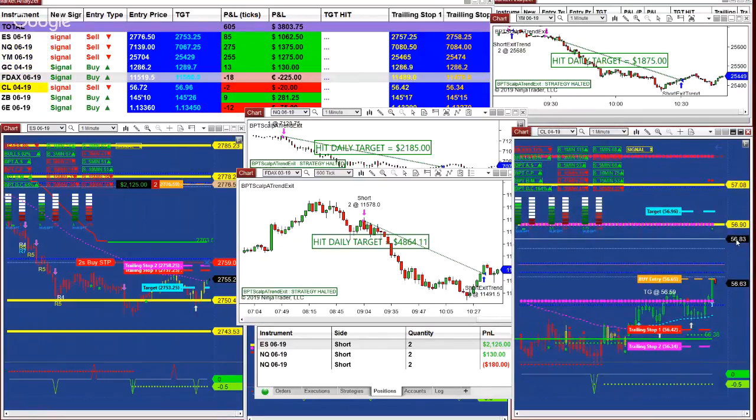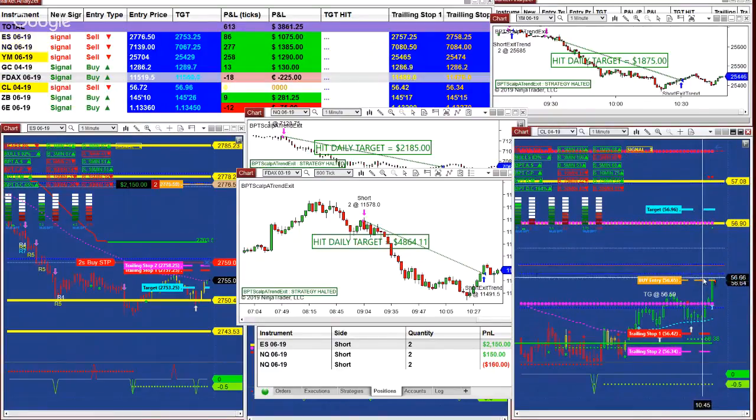Do not go with this long trade on the CL, please. Do not. Why? The auto trade will fire a trade right there, right now, if you wanted to take that trade.